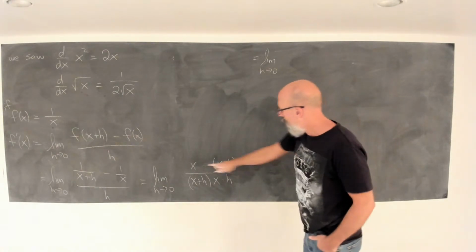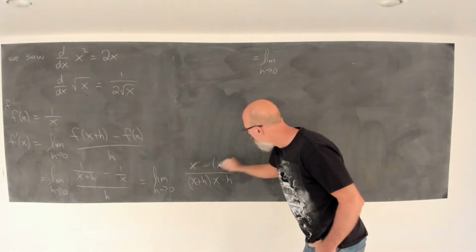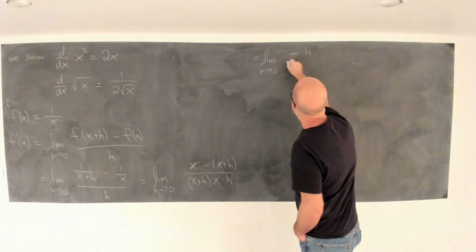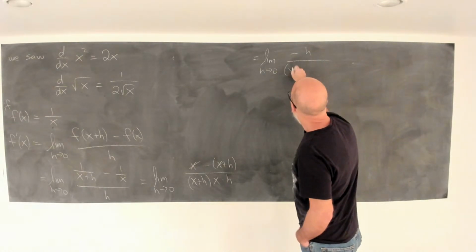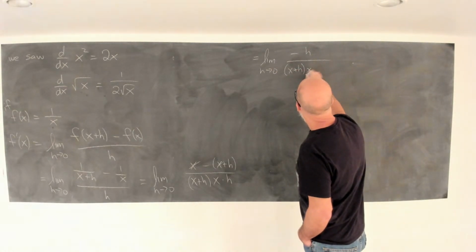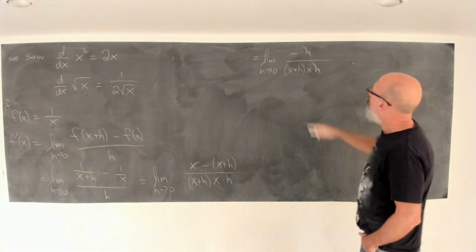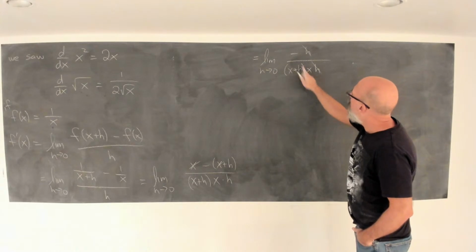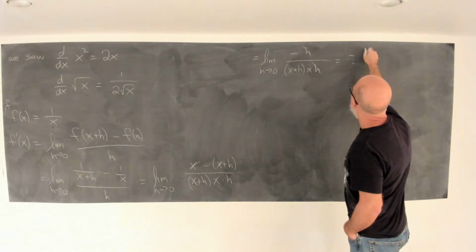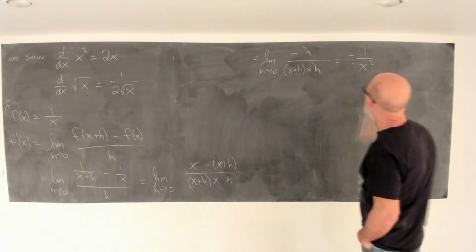And what do we have? Open up the brackets. The x's cancel out nicely. And we get a minus h over x plus h times x times h. The h's will cancel. And now as h goes to 0, this goes to 0. So you're left with a minus 1 over x squared.